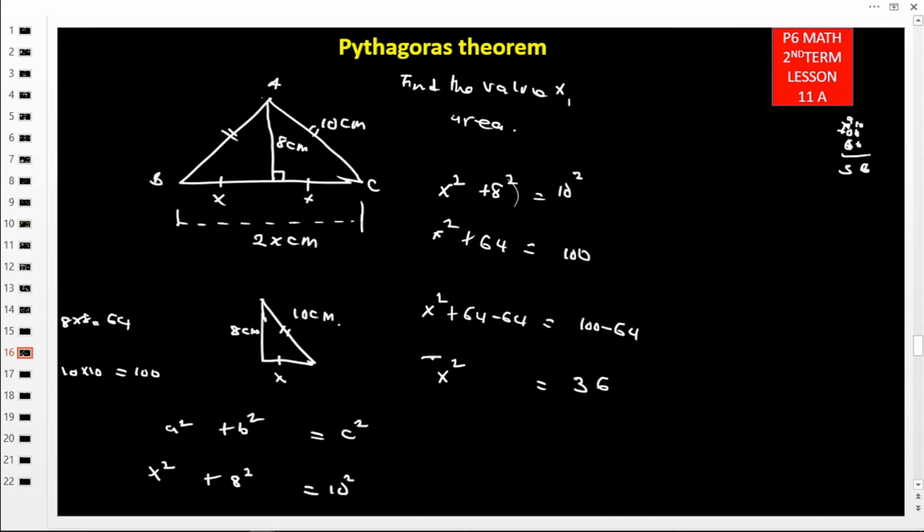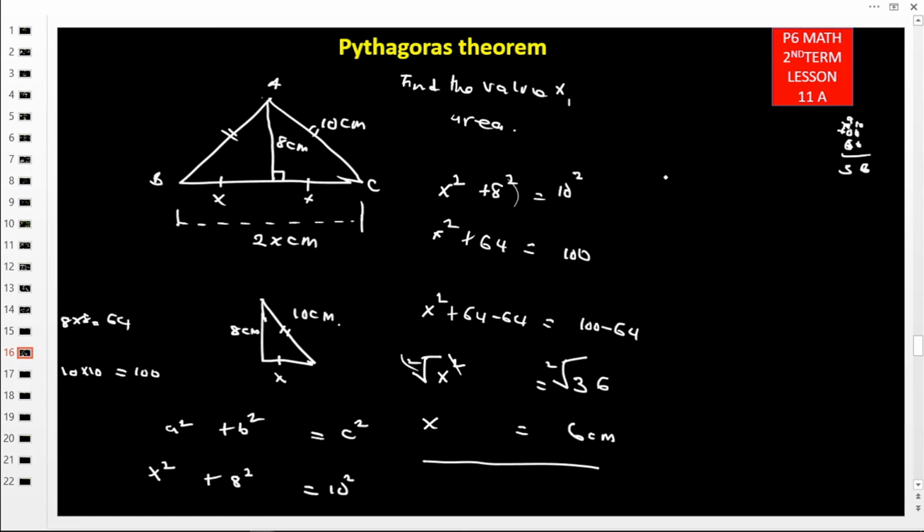Remember, this is squared, so we have to get the square root. So x is equal to, what is the square root of 36? So which number has been multiplied by itself to give us 36? From our square root knowledge, that is a 6. So x is equivalent to 6 centimeters. So we have obtained the value of x.